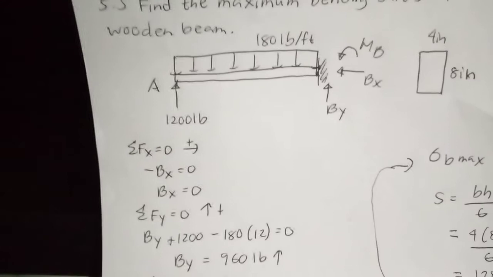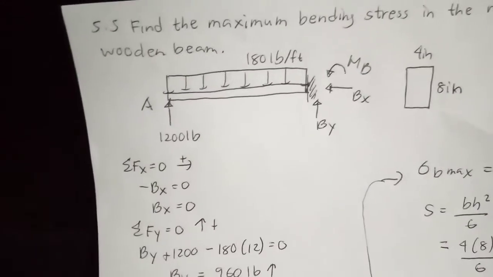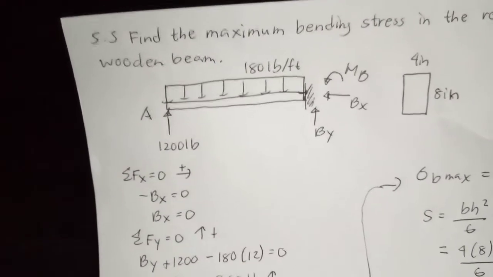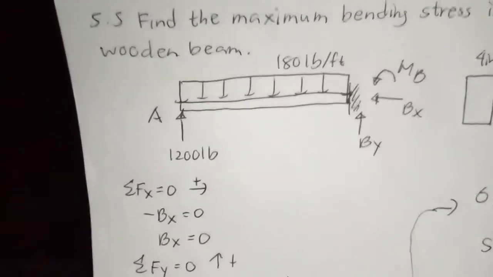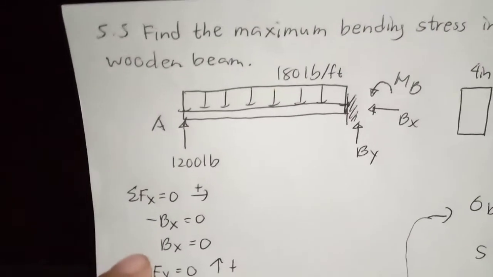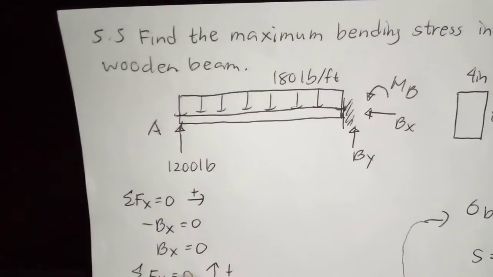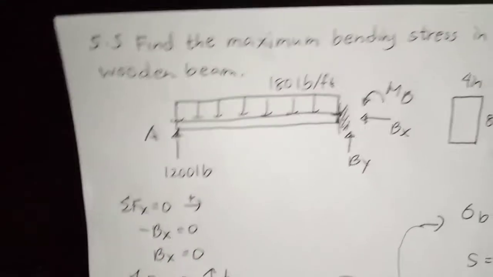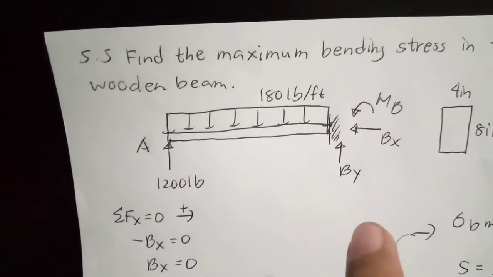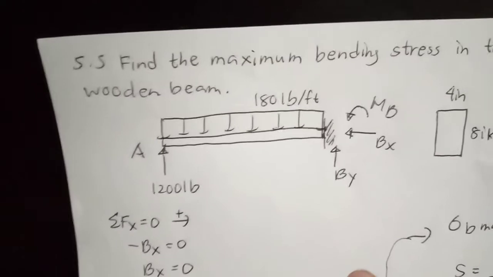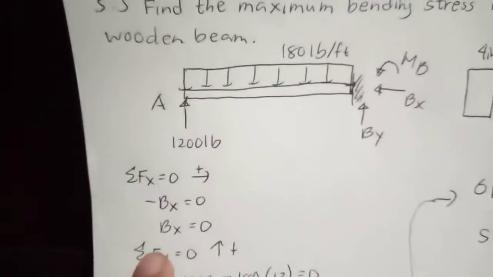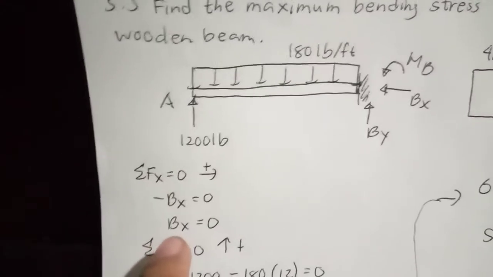In order to do that, we need to construct the equilibrium equations. My first equilibrium equation is the summation of forces along the horizontal or x direction equal to 0. I assume that to the right is positive. As we can see in the beam, there is only one horizontal reaction, which is Bx, and there is no other load. So we have negative Bx equal to 0. Therefore, Bx is equal to 0.